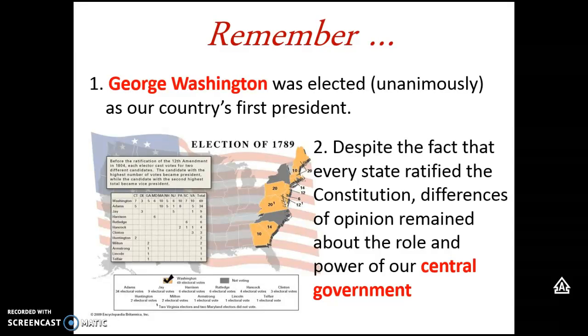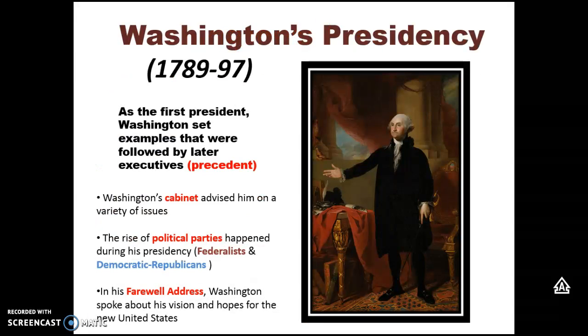Despite the fact that every state ratified the Constitution, and Constitution means to approve, differences of opinion remain about the role and power of our central government. Anytime you see central, that means federal. So let's talk about how Washington was as a president.